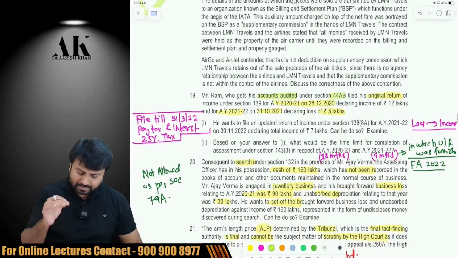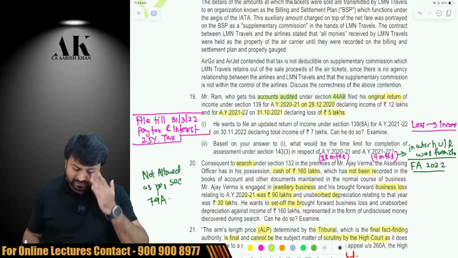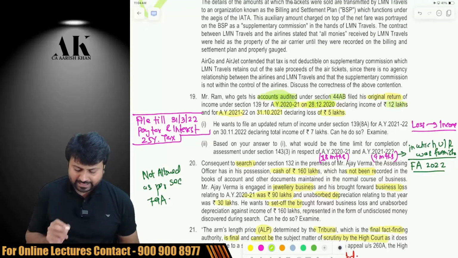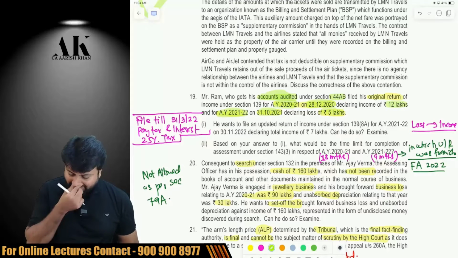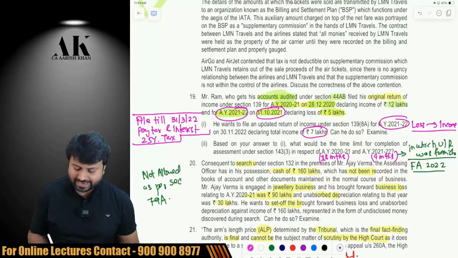Okay. Next question is based on your updated return, whether updated return is applicable in the following cases. Now, the accounts of the assessee were audited for 2020-21 on 28th of December 2020, and assessee is declaring an income of 12 lakh rupees. And for 21-22, assessee is declaring a loss of 5 lakh rupees. Now, for the second year, that is 21-22, assessee wants to file an updated return declaring an income of 7 lakh rupees. Now, can the assessee declare an income of 7 lakh rupees?